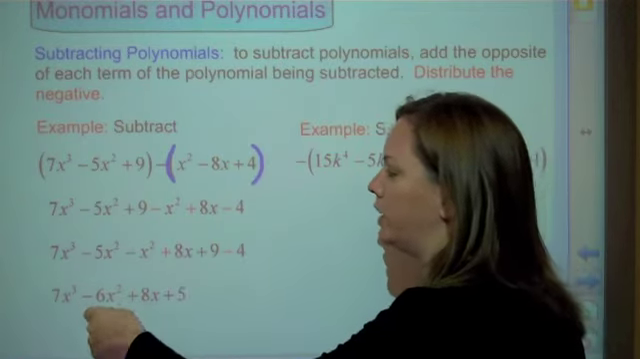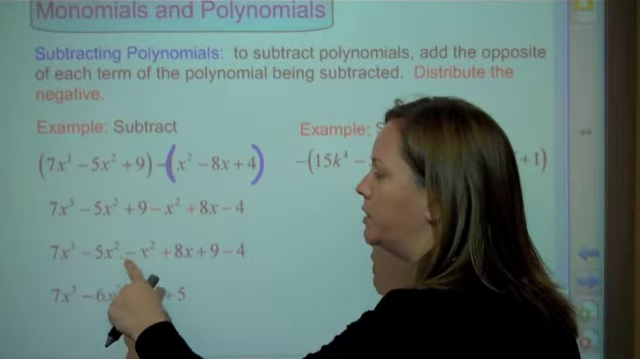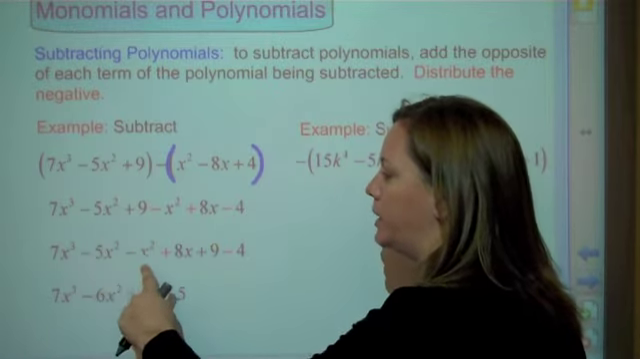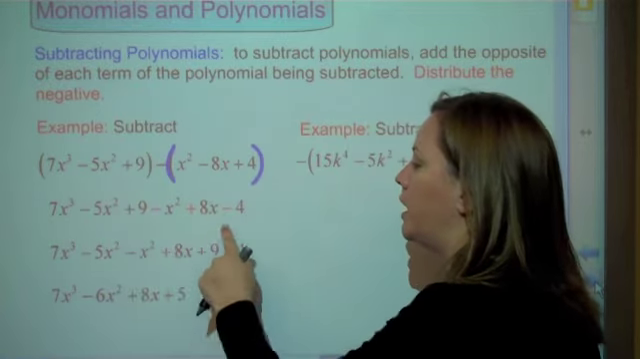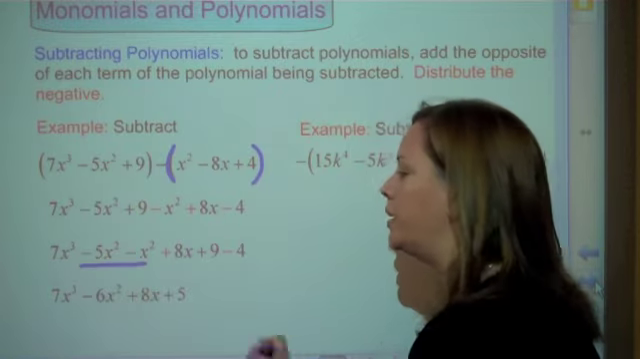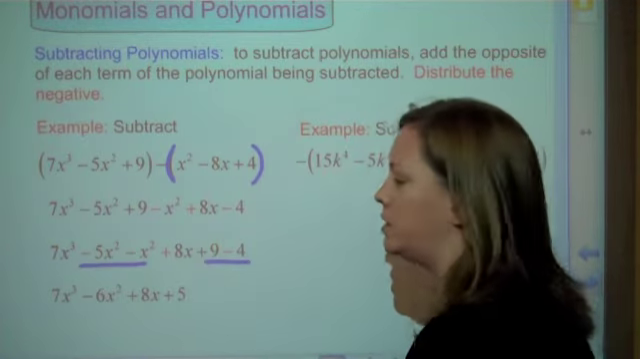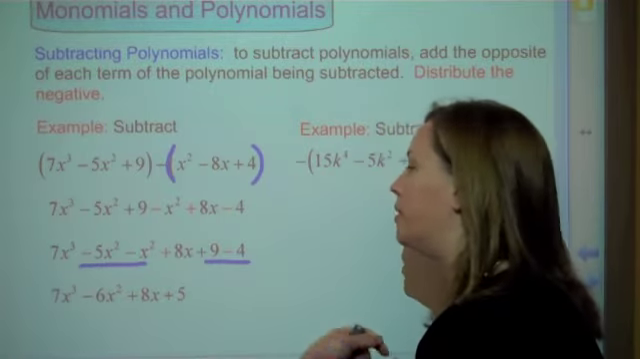So now let's collect our like terms. 7x cubed is the only x cubed term. Then we have minus 5x squared and minus x squared. Then we have plus 8x is the only x term, and then plus 9 minus 4. So we can add negative 5x squared and negative x squared, and we can add our constants as well to get 7x cubed minus 6x squared plus 8x plus 5.